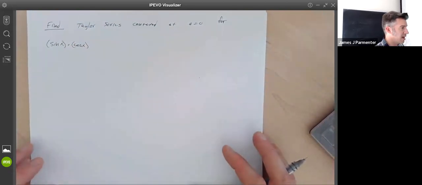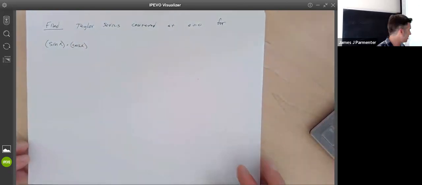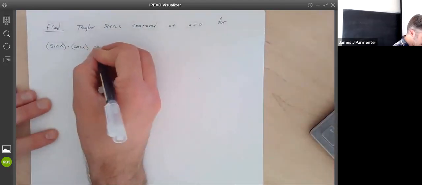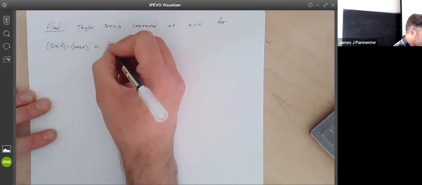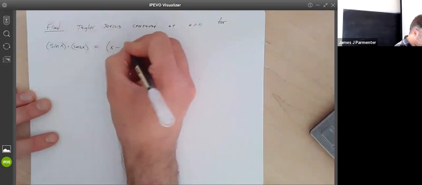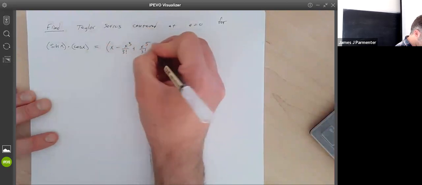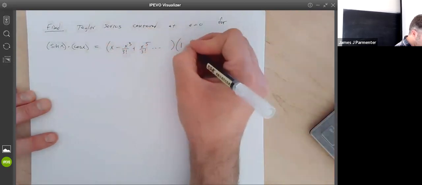Now, when you're multiplying them together, that's where things get a little crazy. So sine of x times cosine of x. I know sine is the odd ones, x minus x cubed over 3 factorial plus x to the 5th over 5 factorial. And I know cosine is the even ones.